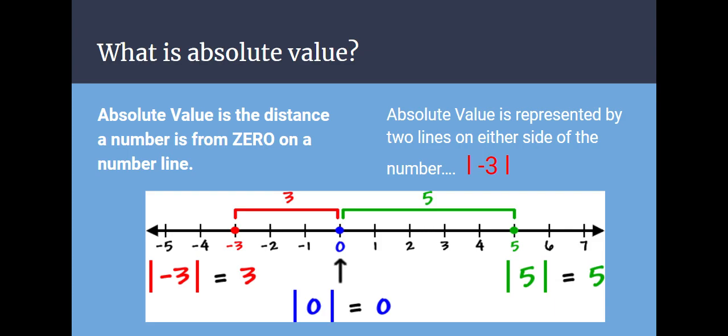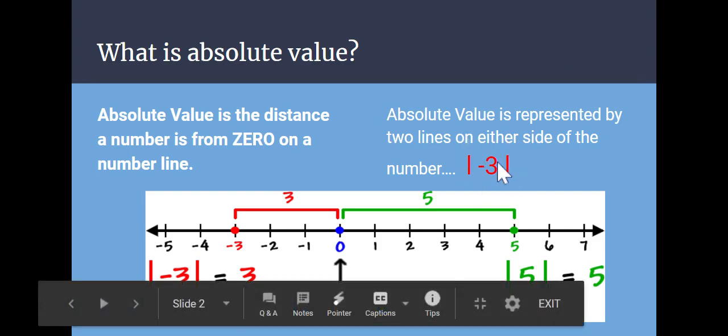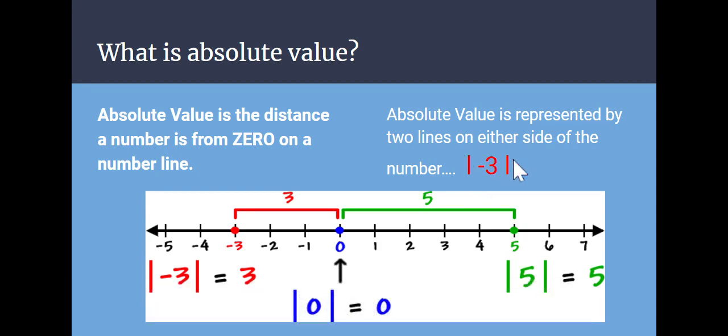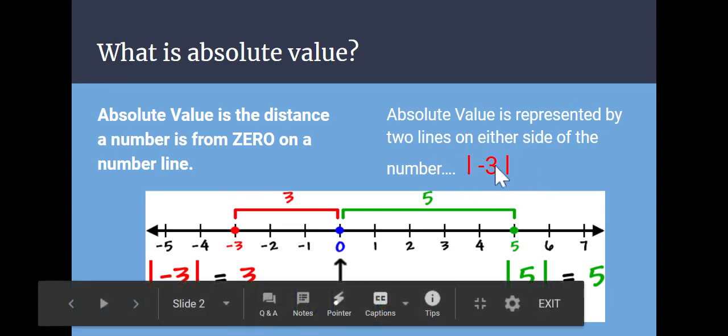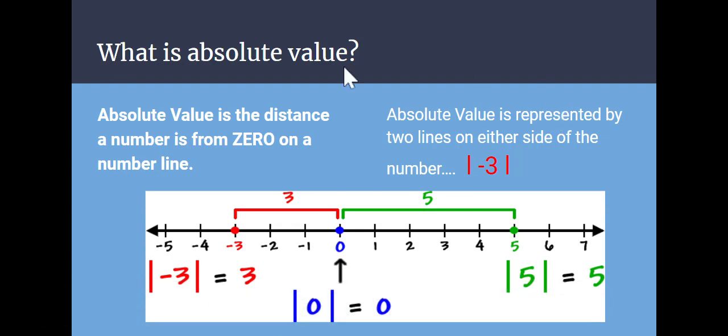Absolute value is represented by 2 lines on either side of a number. So see these lines on the sides of -3? That is what absolute value is represented as. So when we see that, that is asking for the absolute value of -3, which if we look down on our number line would be 3, because -3 is 3 units from 0.